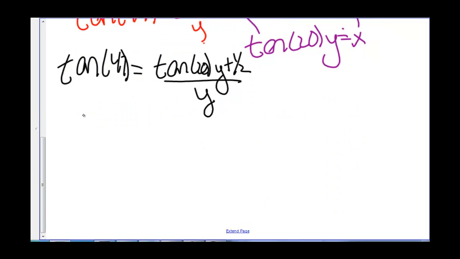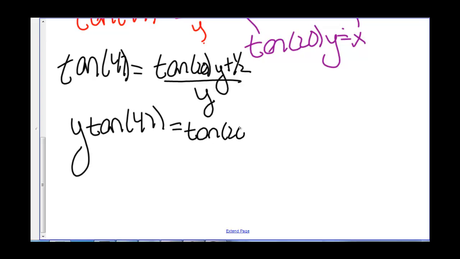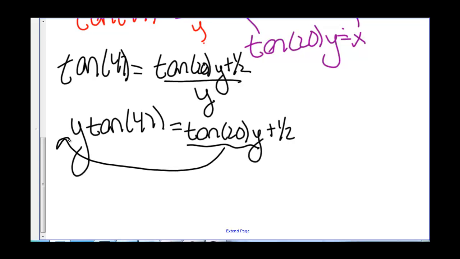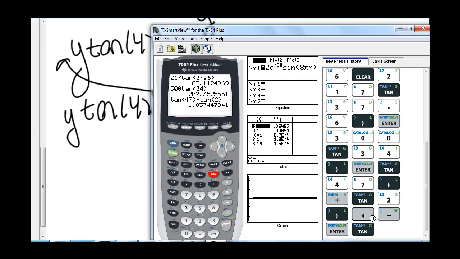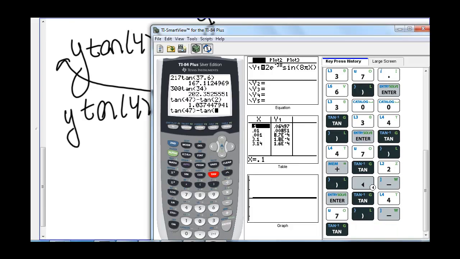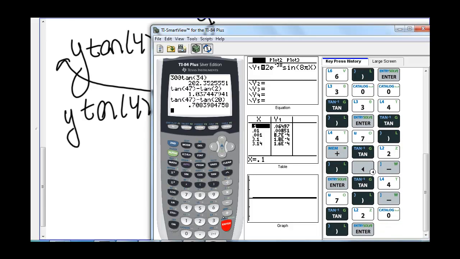So then we have y times tangent of 47, if we multiply both sides by y, equals tangent 20 y plus 1/2. Then moving this term over, we subtract it from both sides. So y tangent of 47 minus tangent 20 y equals 1/2. So we have tangent of 47 minus tangent of 20, and that gives us 0.708.